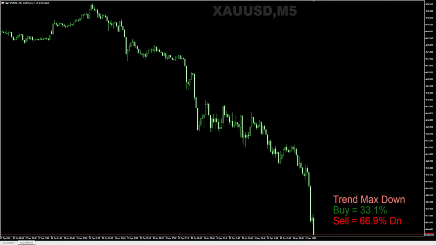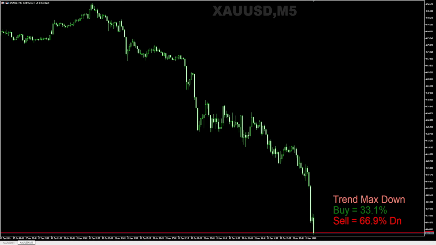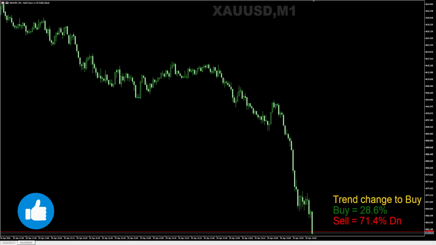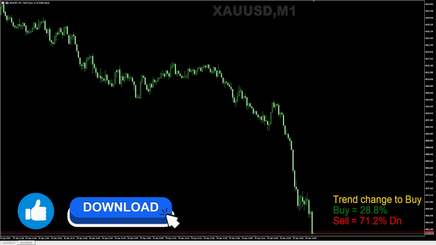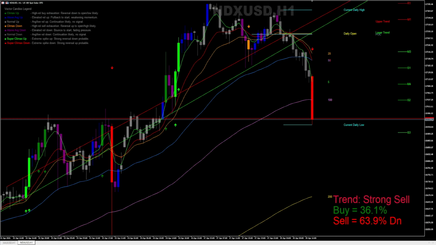Third, experiment with the period setting. Many traders find 20 to 30 works great on H1 and H4 charts, while 8 to 12 can be perfect for scalping on M15. If you're an algorithmic trader, don't forget to check those hidden buffers. You can build simple rules like only take buy trades when trend buy or higher is active, and dramatically improve your win rate. So there you have a clean professional-grade volume pressure tool that finally gives retail traders the kind of insight that used to be reserved for institutions with expensive order flow software.